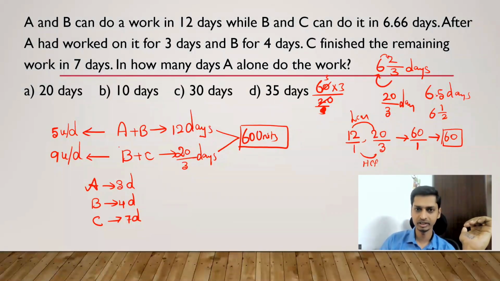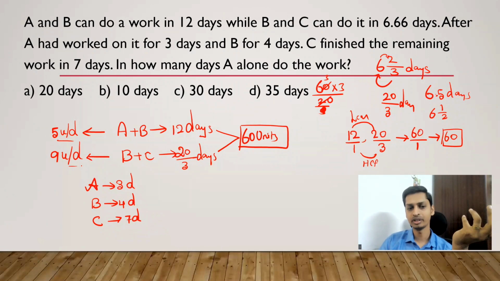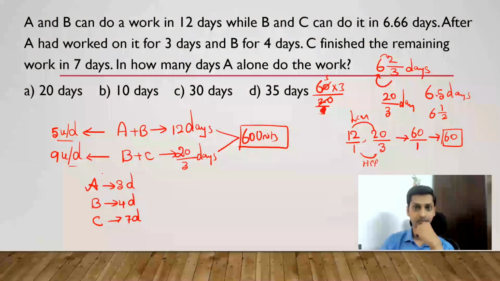Now we know the group efficiency. We can't use any hit and trial method, right? So for example, if we fix A could complete 3 units in 1 day, then B will complete 2 units because the total efficiency is 5 units, right? And B will complete 4 units in 1 day. C will complete 5 units in 1 day. If you try this kind of hit and trial method, it will consume much time. So we have to go as per the flow of the question.